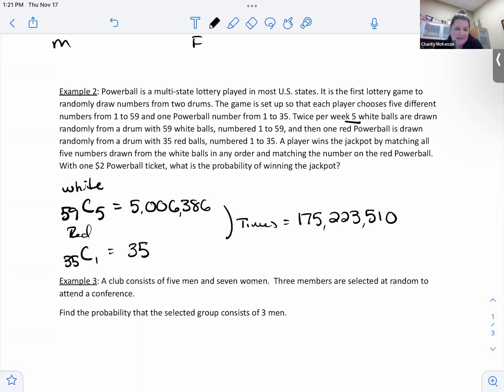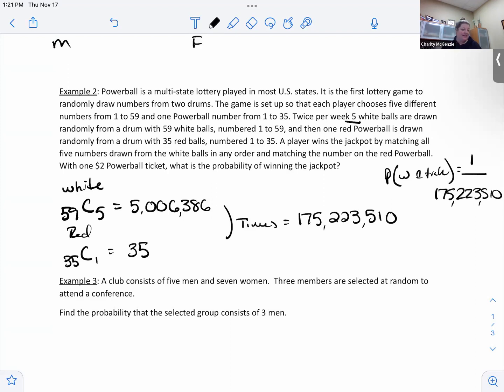Now, okay, then it says with one $2 Powerball ticket, so we only bought one ticket. So our probability of winning with one ticket is going to be, hopefully you know what I mean, 1 out of 175,223,510.